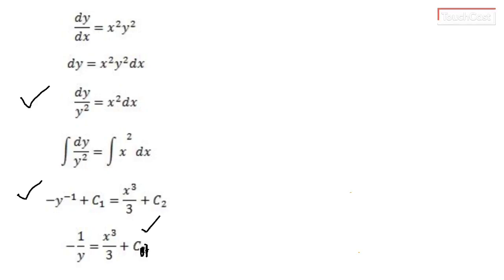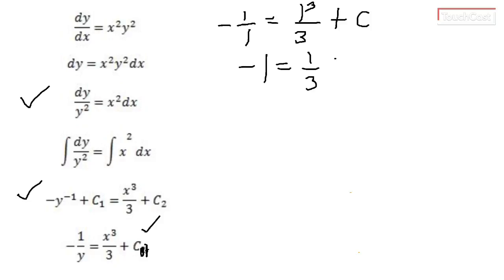Okay, so I just checked, and in fact my initial condition was 1, 1. So I'm going to take this equation that I have at the bottom, negative 1 over y, but I'm going to replace the y with 1, equals, I'm going to replace this x with 1, cubed over 3, plus c. So I'm going to write negative 1 equals 1 over 3 plus c. I'm going to try to isolate c.